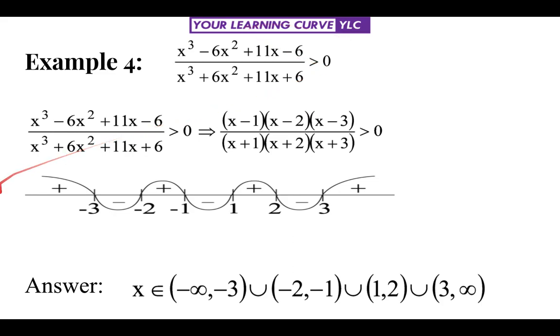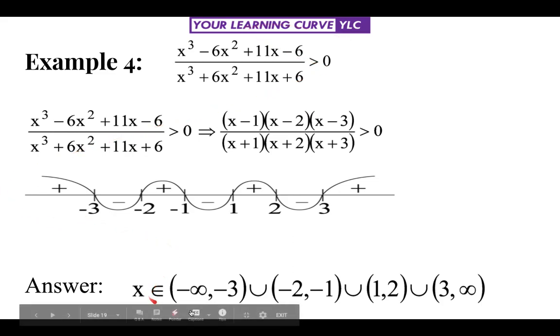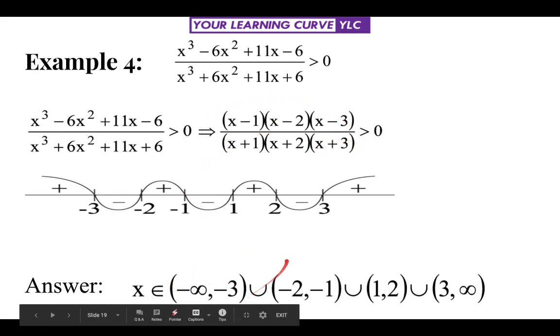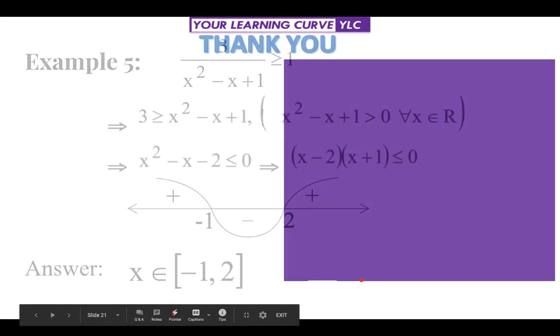We need greater than 0, so the interval is minus infinity to minus 3, first interval, then minus 2 to minus 1, second interval, then 1 to 2, third interval, and 3 to infinity is the fourth interval. So since equality is not there, we don't need to include the factors which make the expression 0 or undefined. We'll put open bracket at each end point of the brackets. So answer is open minus infinity to minus 3, union open minus 2 to minus 1, union open 1 to 2, union open 3 to infinity.